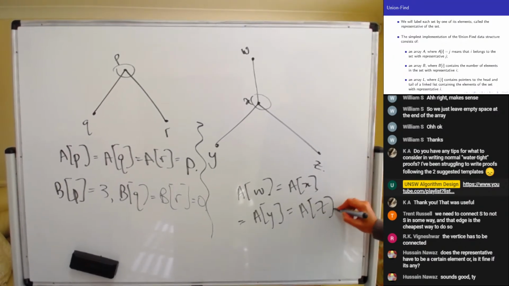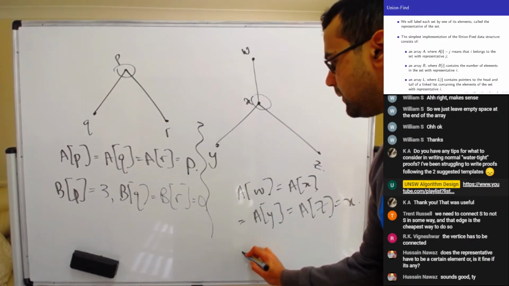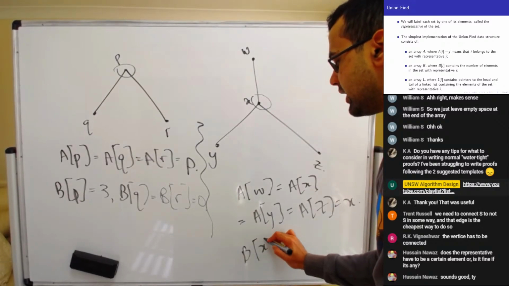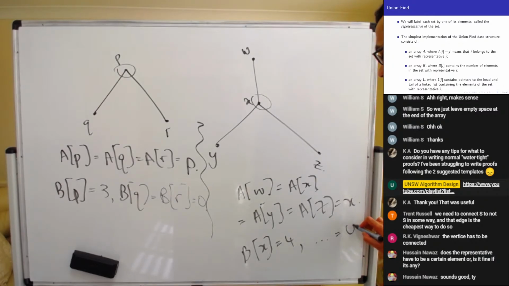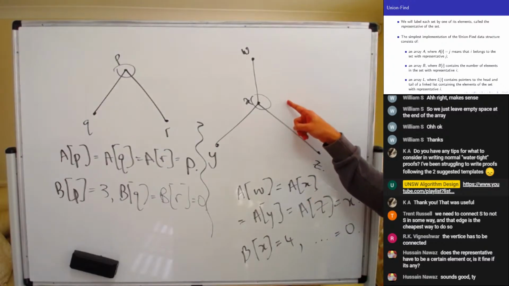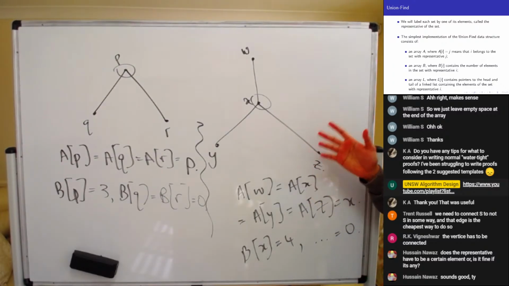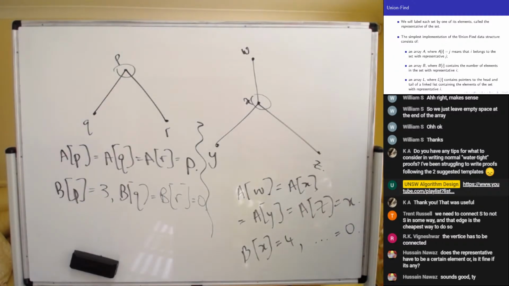All of these should have label X. X should know that it has 4 things in it, and the others should have 0 things in it. Okay? So again, it doesn't matter which one is the representative, as long as everyone knows who the representative is and they all give the same answer.